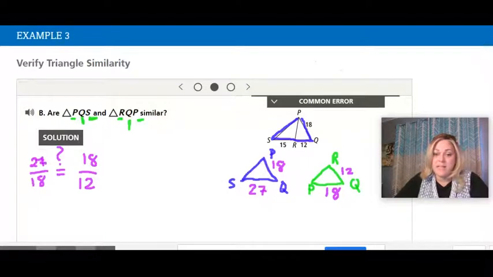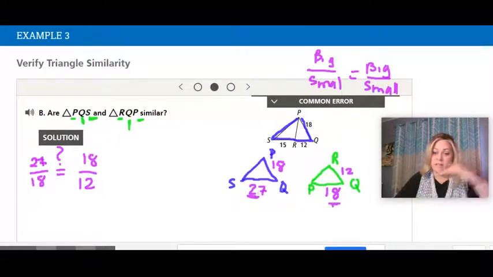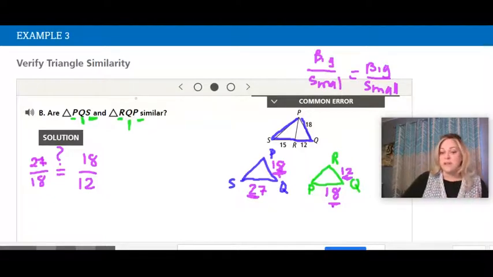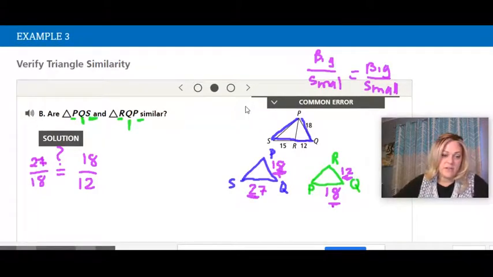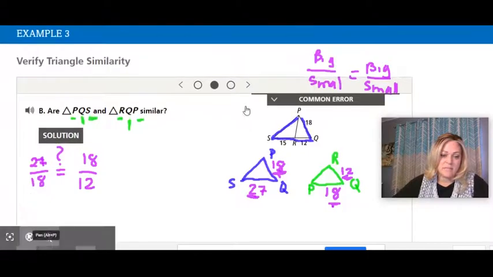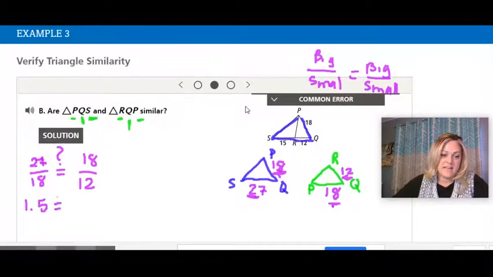Now, keep in mind, I am taking the bigger triangle compared to the smaller triangle and seeing if that equals the bigger triangle compared to the other smaller triangle. So big to small: big at the bottom, small on the bottom, big triangle on the right, small triangle on the right. And I'm setting them equal and seeing, are those in fact equal? So if you need to, grab your calculator, but I know 27 divided by 18 is 1.5. Does that equal 18 divided by 12? That's also 1.5. So these are for sure the same scale factor.